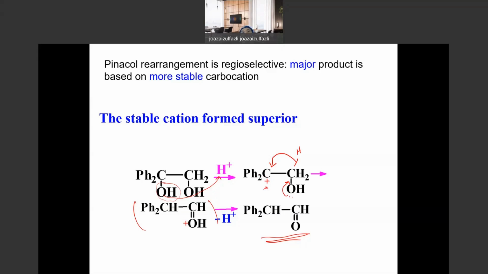That's why it is preferred at this position compared with this position, because this position is a primary carbocation, which is very much less stable compared with this benzylic carbocation. So that's the reason. These are selective reactions, so we form an aldehyde.